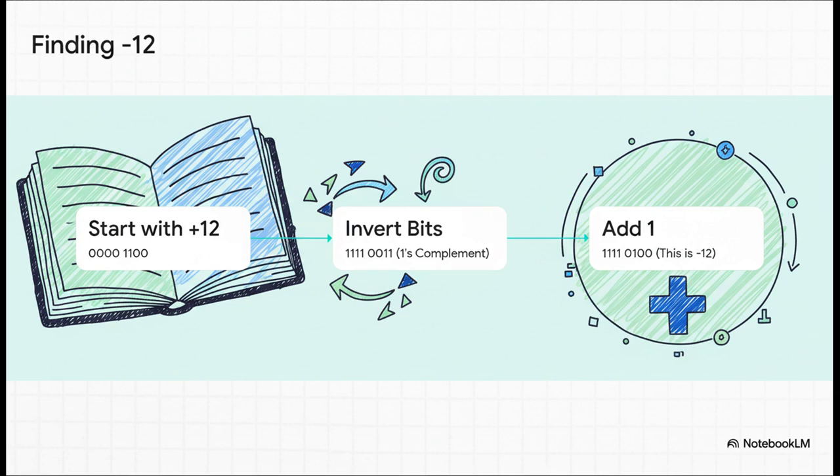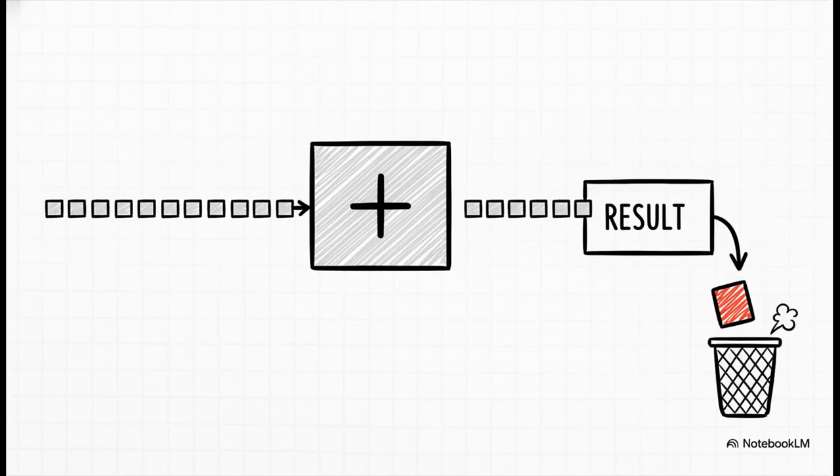First, we take the binary for 12, and we invert every single bit. That gets us the ones complement. Then we just add 1 to that result. And there you have it, 11110100. In the world of 8-bit 2's complement, that is negative 12. And just like that, the hard part's over.